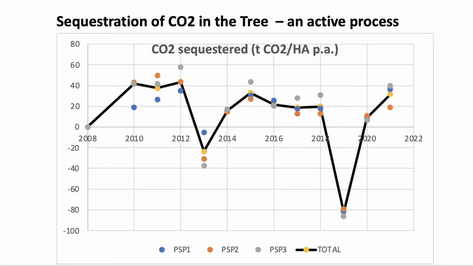And if we look at the sequestration of CO2, carbon dioxide in the tree, which is an active process, it's what happens every year. The tree absorbs the CO2 through photosynthesis.